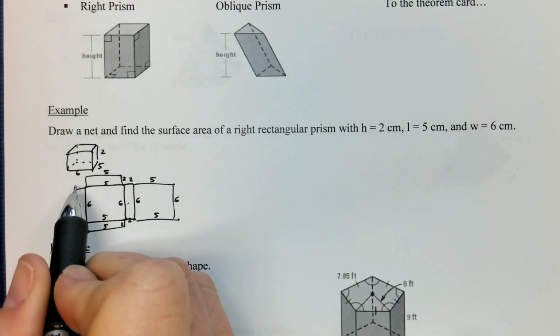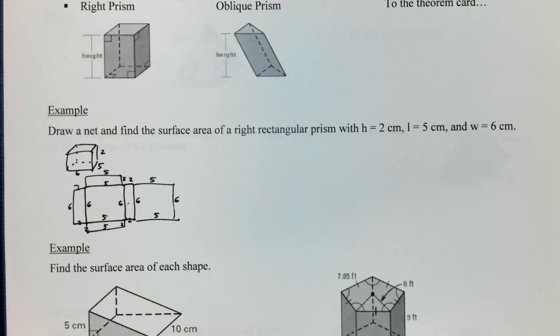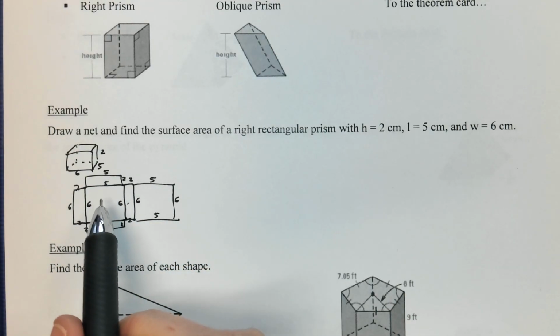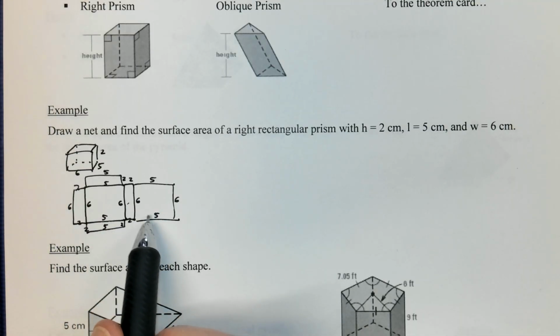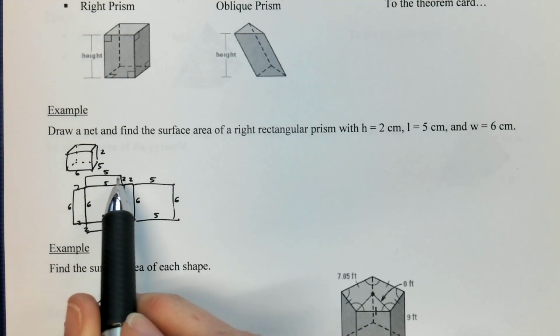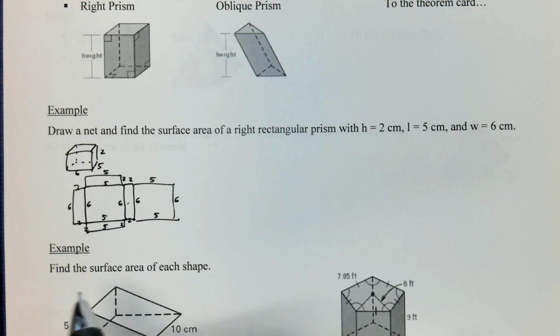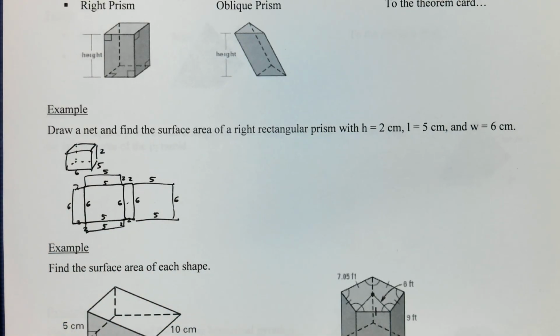And your job is to find the area, essentially, of each one of these rectangles. And you can find area of a rectangle. You've been doing that for a long time. You have 2 that are the exact same size, 6, 5, 6, 5. You have 2 others that are the same size, 5 and 2, 5 and 2. And then you have 2 that are 6 and 2, 6 and 2. And now I'm going to show you how to use the formula to kind of mimic that.